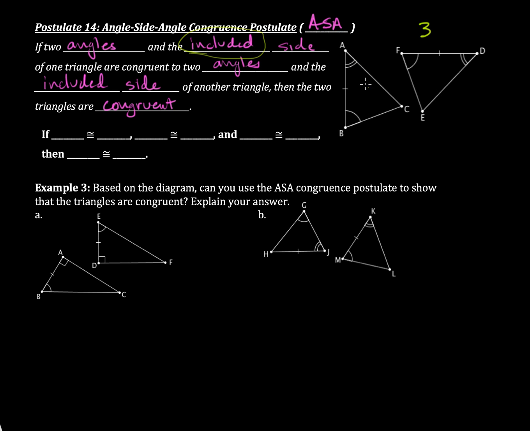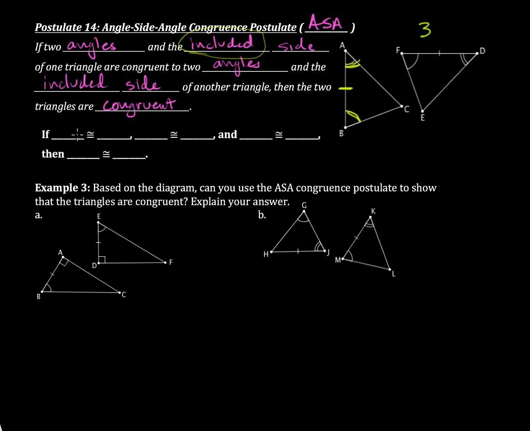Well, if you notice here on triangle ABC, I have angle A marked and I have angle B marked. And then I have segment AB marked as congruent to a segment over here. So segment AB joins the vertices of the two angles that I'm looking at, angle A and angle B. So a segment that joins the vertices of two angles is considered the included side of a triangle. So, for instance, BC would be the included side between angle B and angle C because it's joining those two vertices. So that's what included side means.